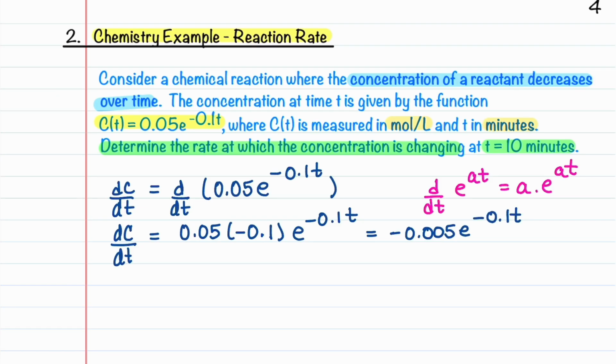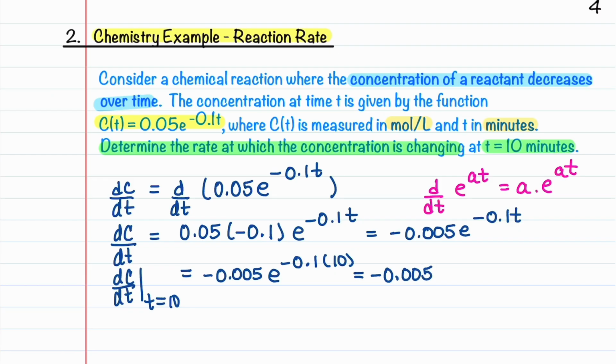We want to find the rate at which the concentration is changing when t is equal to 10 minutes. So we are going to calculate dc dt when t is equal to 10. So we're just going to substitute in that t is 10. So this is minus 0.005 e to the minus 0.1 times 10. So this is just minus 0.005 times e to the minus 1. If you put that in your calculator, you get a value of minus 0.001839.